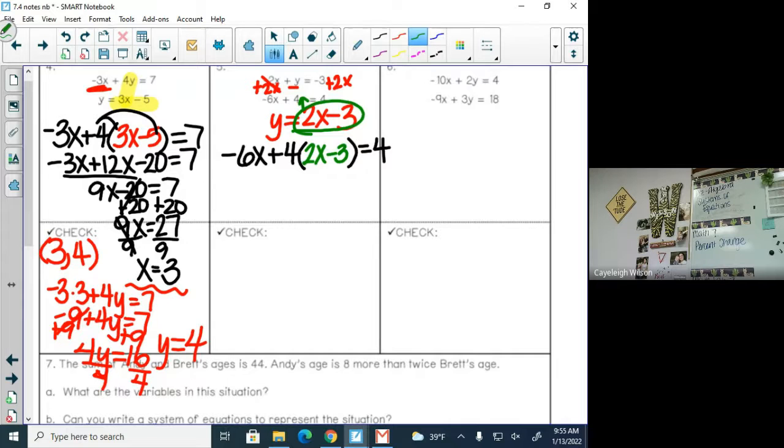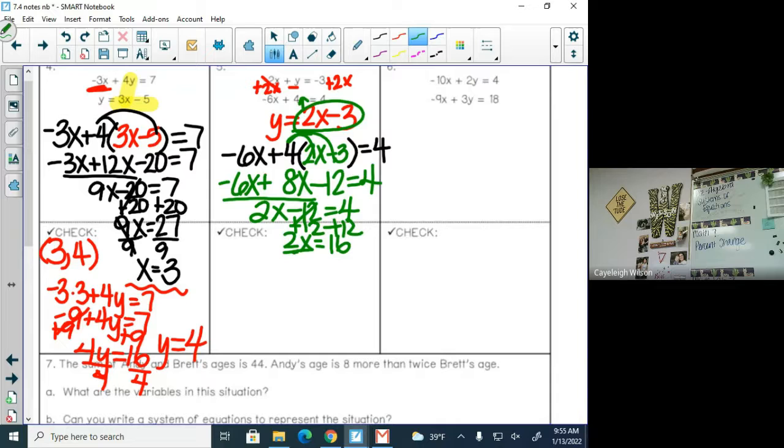All right. So 4 times 2x is 8x. 4 times negative 3 is negative 12. Combine my like terms, so negative 6 plus 8, that's 2x minus 12 equals 4. Add the 12, that's 2x equals 16. So x equals 8.